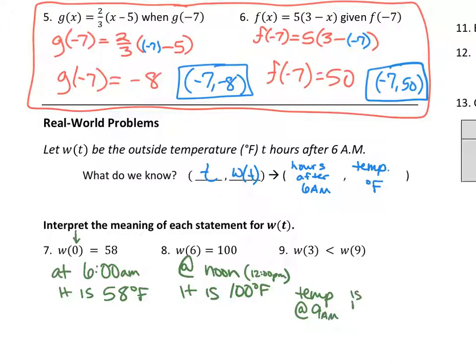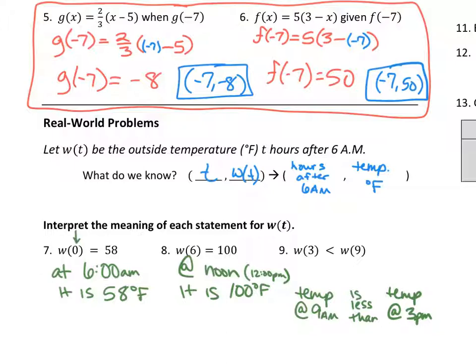is less than, what does this one stand for? W of 9. 9 hours. 9 hours after, so what time is it? 3 p.m. Yeah. So we're saying the temperature at 9 a.m. is less than the temperature at 3 p.m. That makes sense, right? It's going to be hotter in the afternoon.